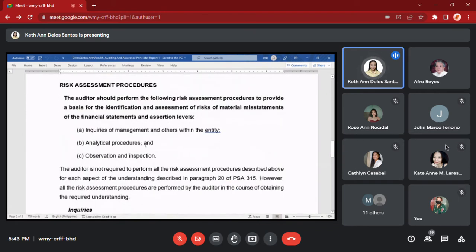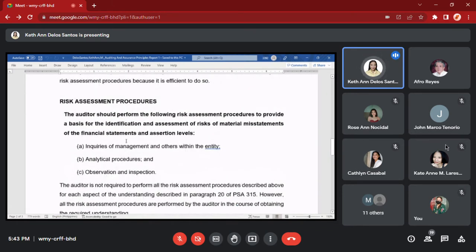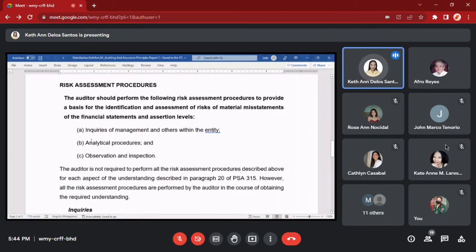Risk assessment procedure. The auditor should perform the following risk assessment procedure to provide the basis for the identification and assessment of risk of material misstatements of the financial statement and assertion levels. Ito yung mga risk assessment procedure na pwedeng gamitin ng isang auditor para ma-identify yung risk of material misstatements. Number one, letter A pa lang, inquiries of management and other within the entity.